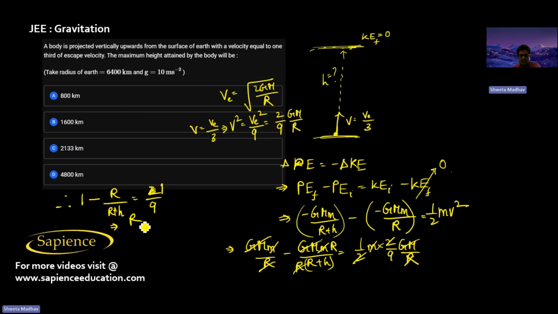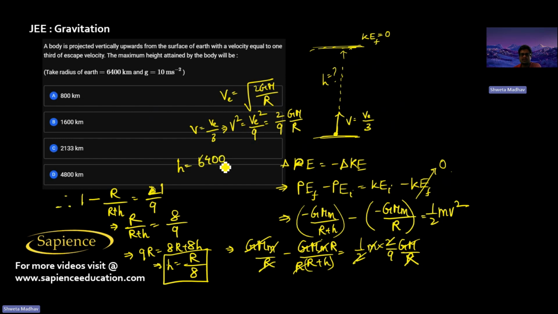So therefore, I can say r by r plus h is equal to 1 minus 1 by 9, which is equal to 8 by 9. You can say 9r is equal to 8r plus 8h. So it means that 8h is equal to r, so h should be equal to r by 8. Therefore, the required height will be equal to r by 8, which is 6,400 kilometer divided by 8, which is 800 kilometer. So option A is the correct answer.